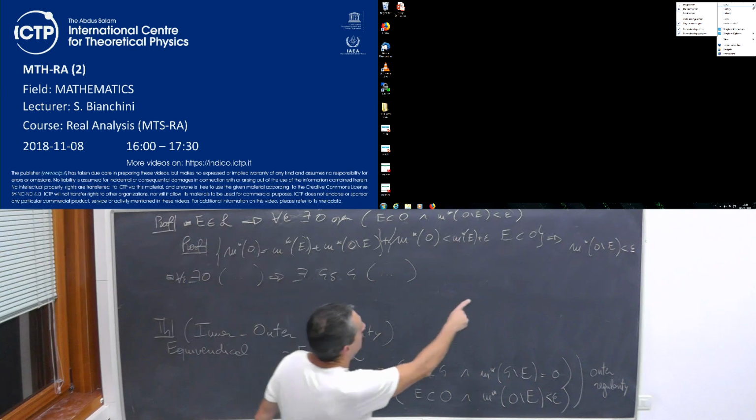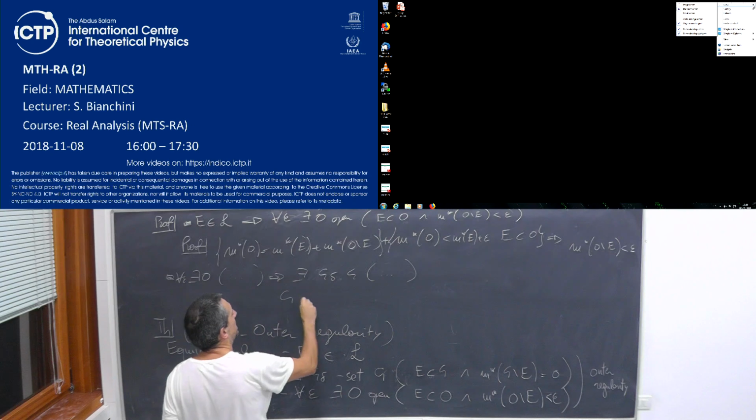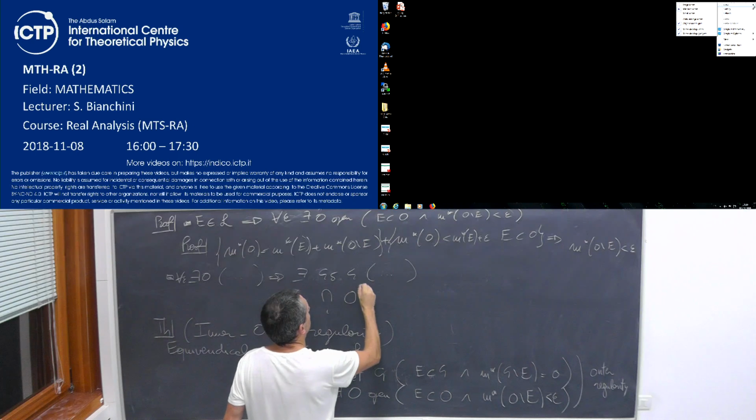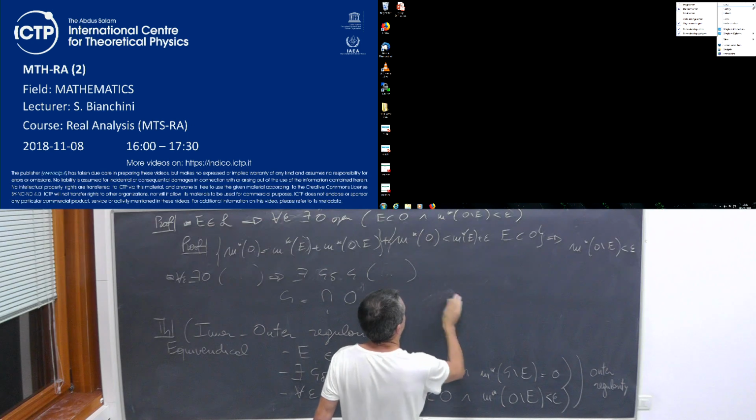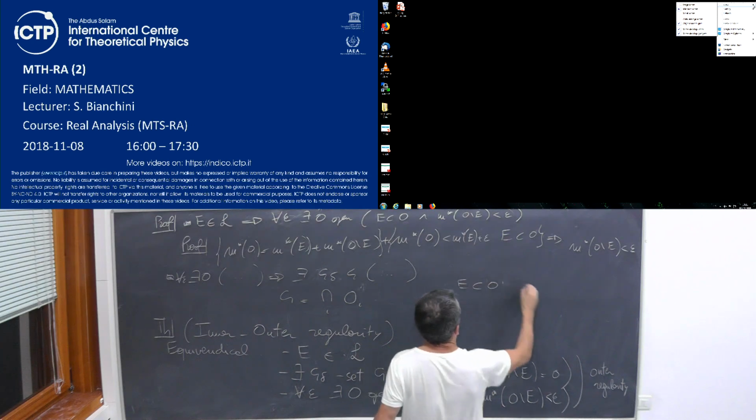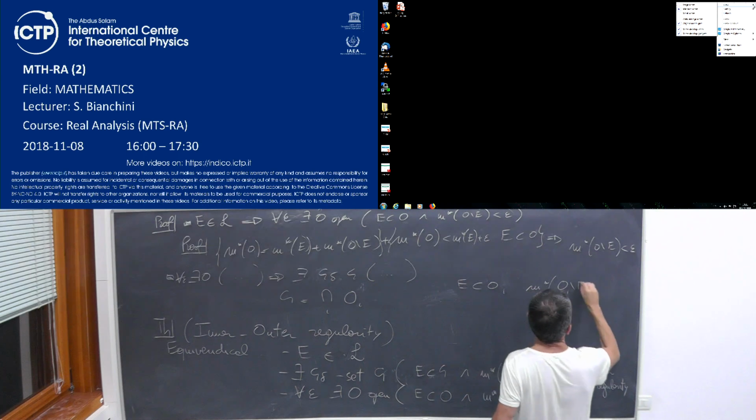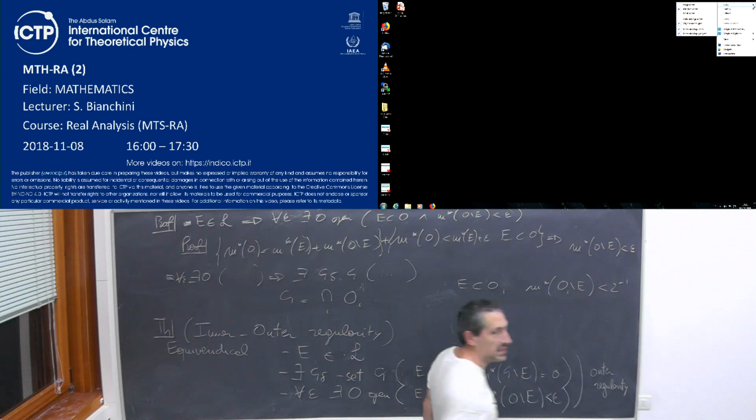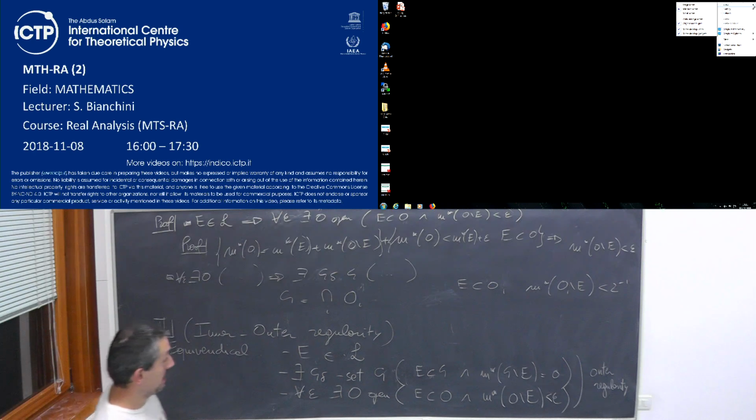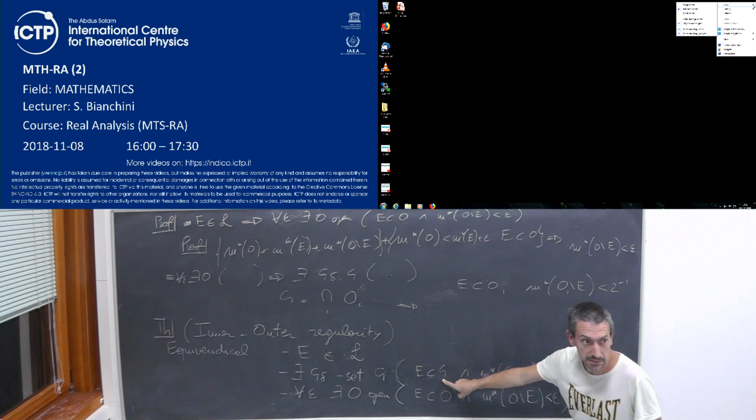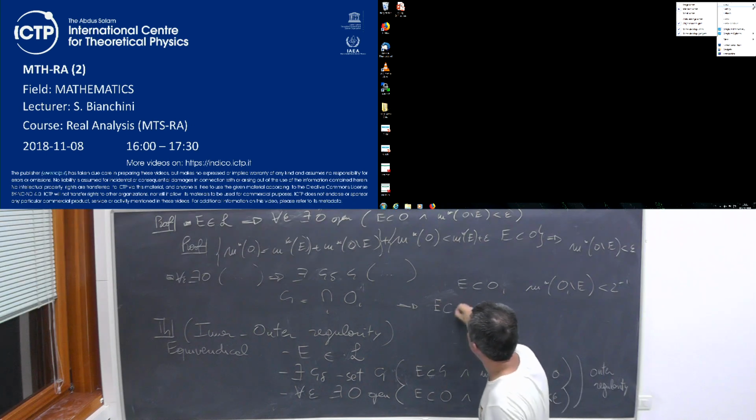Okay, so from here I take G as the intersection over i of, for example, let's say O_i, where O_i contains E, and M star of O_i minus E is less than 2 to the minus i, as a matter of fact, which goes to 0. Okay. Then, okay, this is trivial.